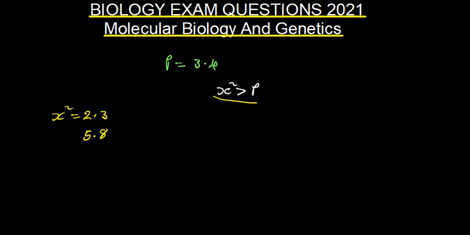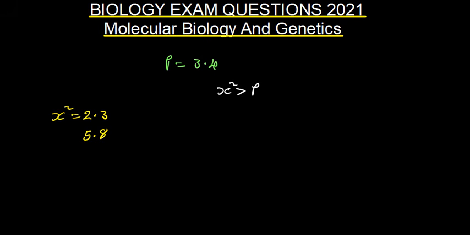So we have this situation in that case. If the chi-square is greater than the p-value, what it means is that there is a significant difference between the observed and expected values. Remember that we said the chi-square test is a statistical test which is used to test whether the differences between observed and expected values are significant or not.